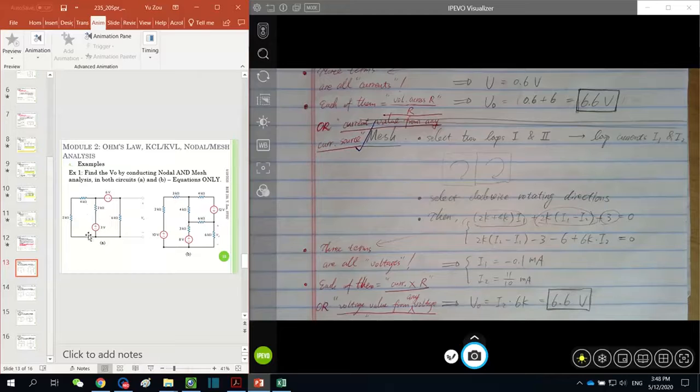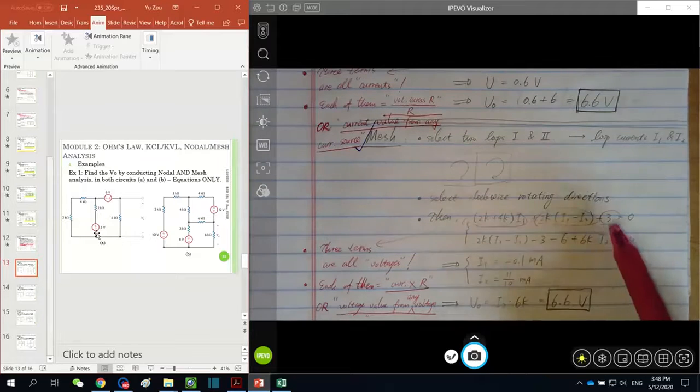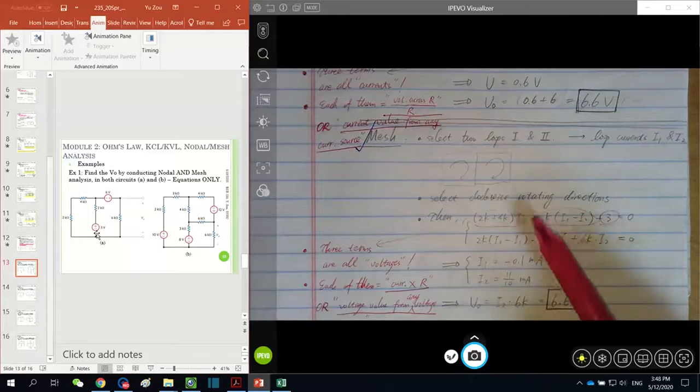One is downward I1, another is upward I2. So following your rotation direction, you write the voltage across it as 2K times I1 minus I2, rather than I2 minus I1. The last term is the voltage source voltage, which couldn't be easier, 3 volts. So plus 3 equals 0. This is the first mesh equation, in terms of the 2 mesh currents I1 and I2.